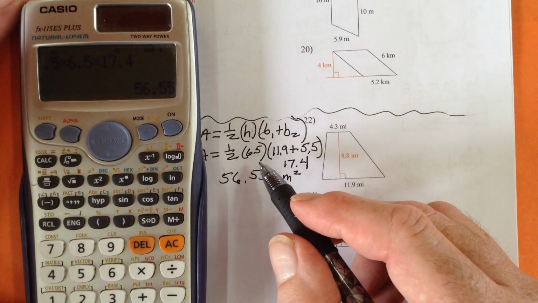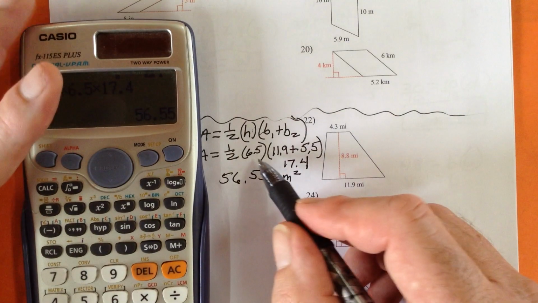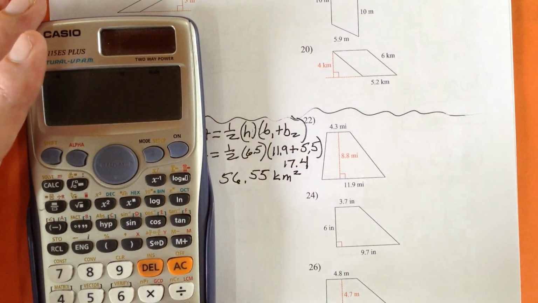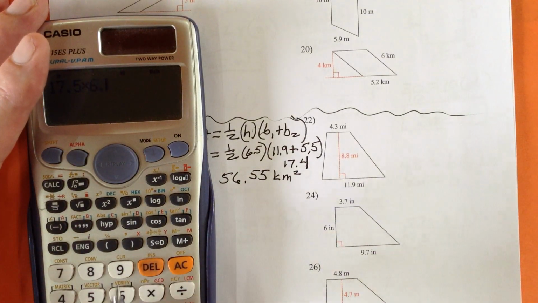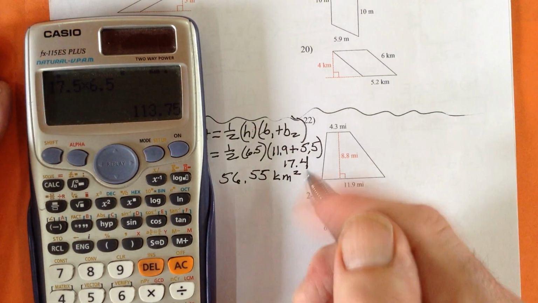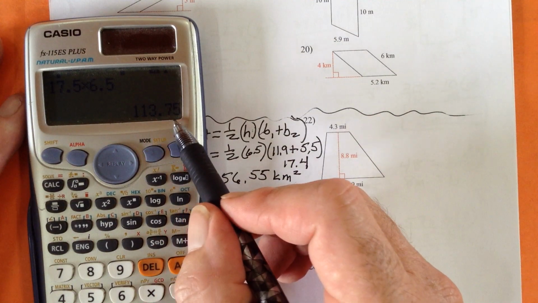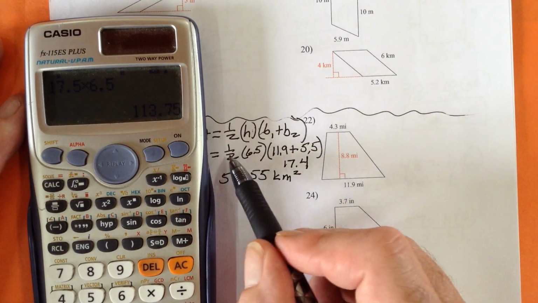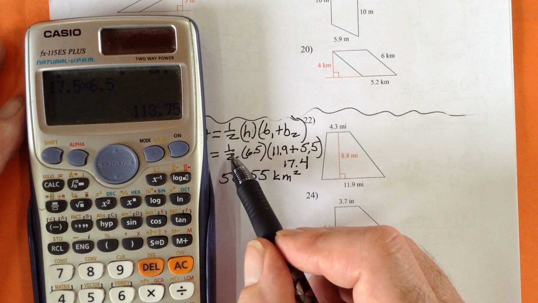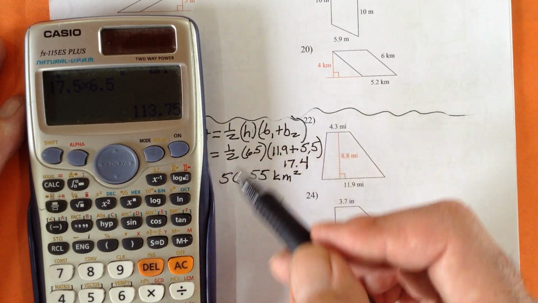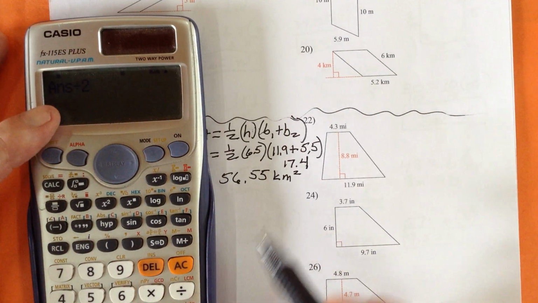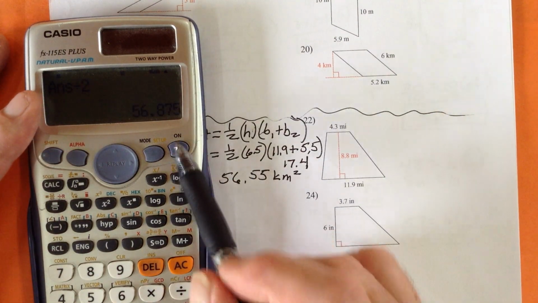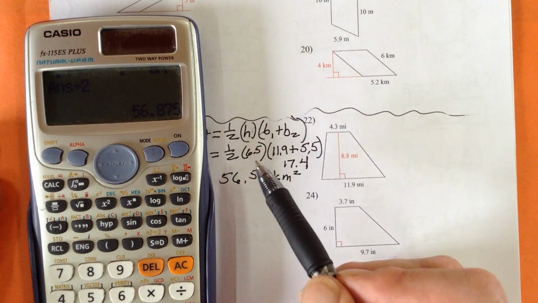Or you could do this too. You can work it this way: 17.4 times 6.5 equals 113.75, but then I need half of that. I have to divide it by 2, or multiply it by 1/2. So I take that answer and divide it by 2. I'm back at, whoops, how did that happen?